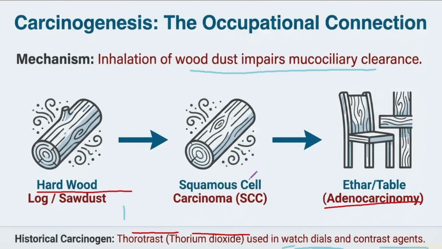The notes explain that there are biologically active compounds in the wood dust that impair mucociliary clearance. That conveyor belt we talked about earlier. Right. The wood dust effectively paralyzes the cleaning crew. So instead of being swept away, those carcinogens just sit there. They linger on that delicate lining of the nose, festering for years, until eventually the cells mutate.